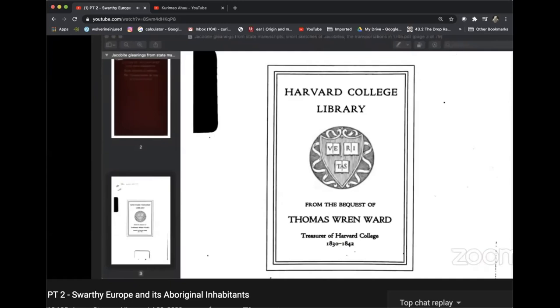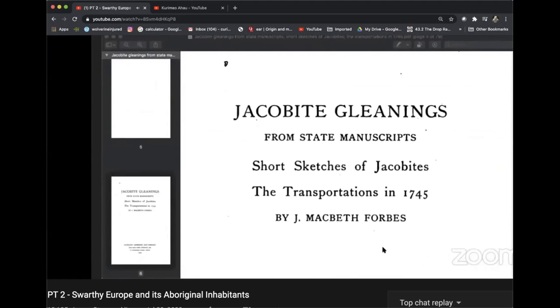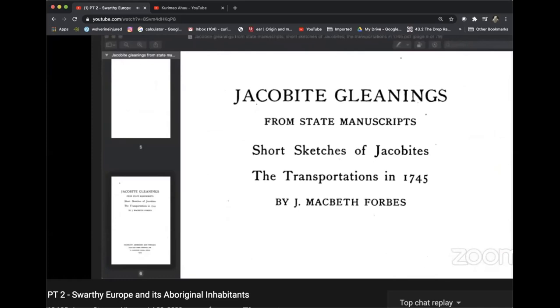All right. Harvard Library has something right here that we should have known all our lives. It says from the bequest of Thomas Rand Ward, treasurer of Harvard College, 1830 to 1842. It says The Jacobite Gleanings from State Manuscripts, Short Sketches of Jacobite Transportations in 1745 by J. Macbeth Forbes. All right. Are y'all ready for this? So let's just get a little description here of what this book is about.